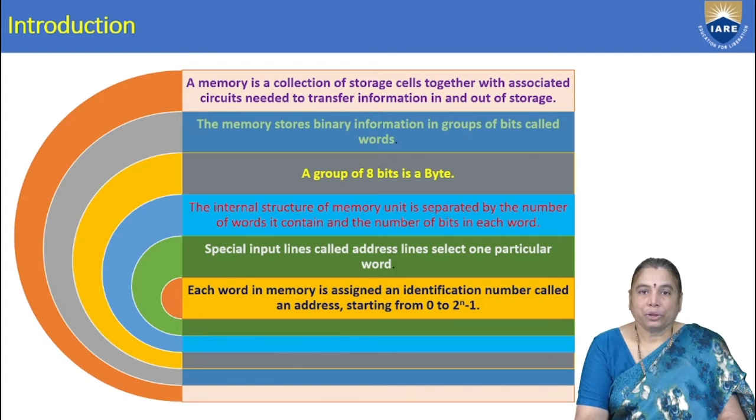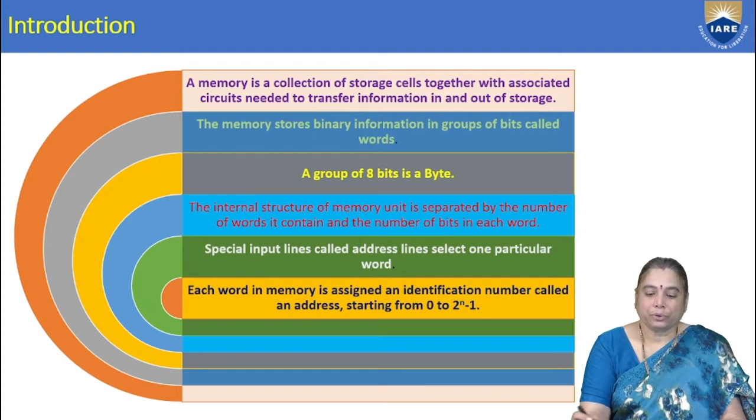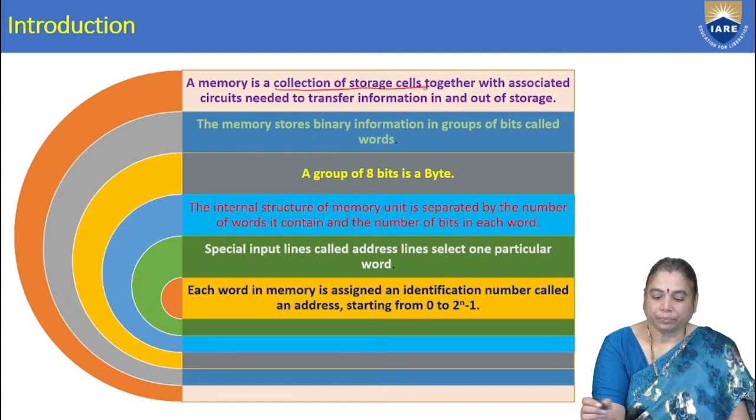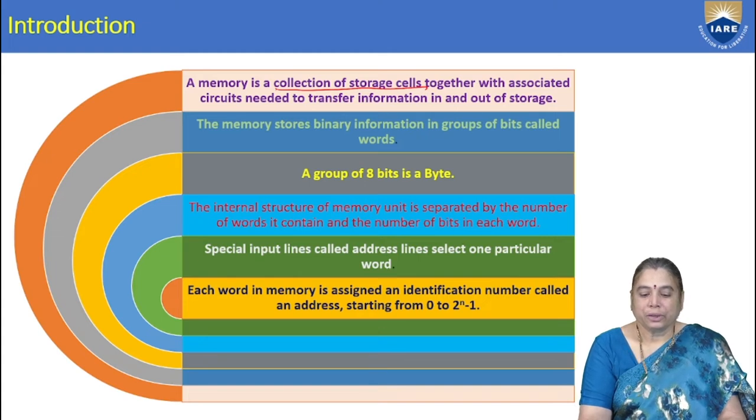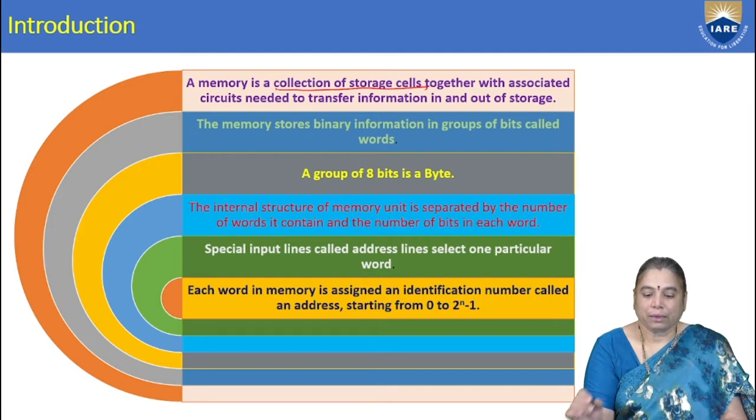The data that is going to be written to the memory is held in the MDR. The address of the memory cell at which this operation is performed is stored in the MAR. With the help of these two registers, the memory operation can be completed successfully. So here, a memory is a collection of storage cells together with associated circuits needed to transfer information in and out of storage. So we can perform the read and write operations on the memory.